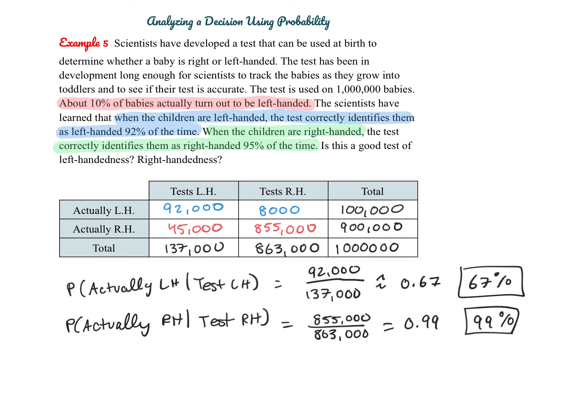So again, the way that statistics are presented can sometimes be misleading, because if you look at this, you're saying, oh, the left-handed test is correct 92% of the time, but it's not. It's actually only correct 67% of the time when you look at it in context of the full situation.